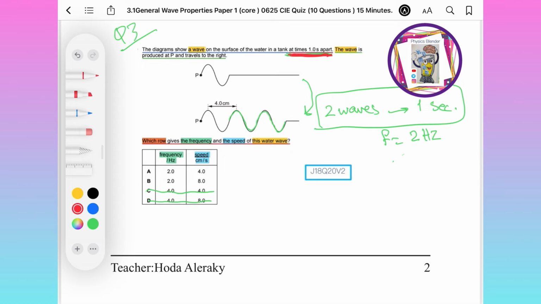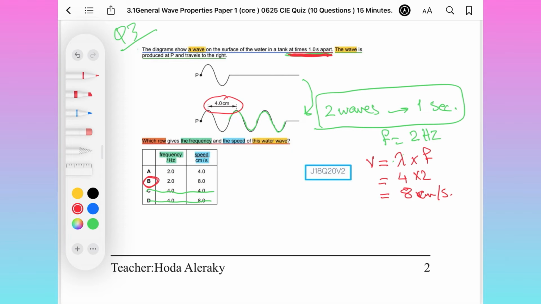Now, how to calculate speed? Speed, wave equation, you have to apply the wave equation. So it is wavelength times frequency. So the wavelength here from the diagram is 4 and the frequency is 2. So the answer is 8 centimeter per second. So the answer is also B.